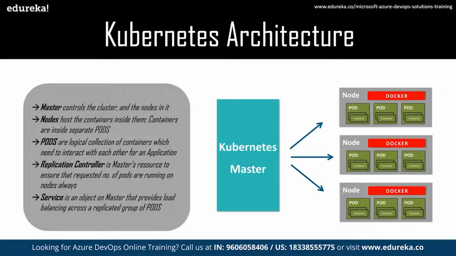Now, let me try and make sense of these two terms by first explaining what your nodes and your pods are, right? So when you talk about your nodes, these are your worker nodes, which would be holding your application. Now, in this case, your node can hold more than one application. What we do is we basically classify our worker nodes into pods. Now, pods are sub-entities, right? These are logical collections of the containers which need to interact with each other for the applications to keep running.